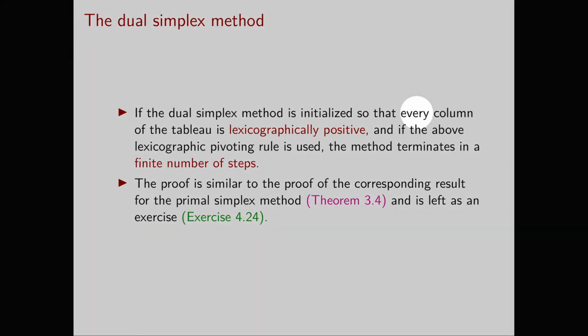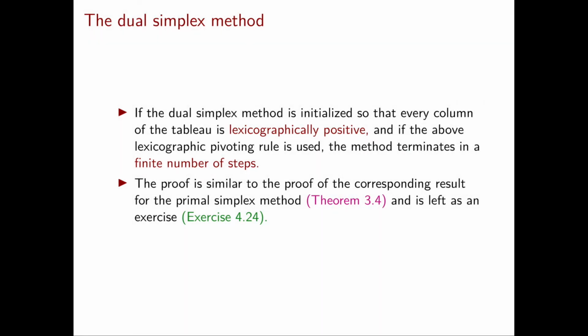Namely, we need that every column of the tableau is lexicographically positive. In this setting, the lexicographic pivoting rule guarantees termination in a finite number of steps. The proof is largely similar to the one that we saw for the primal simplex method in Theorem 3.4 and is left for you as an exercise.